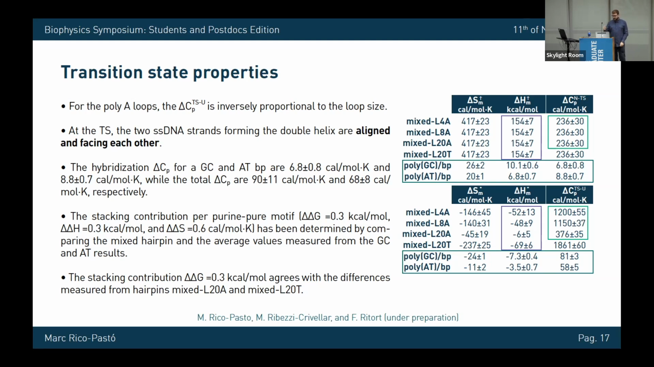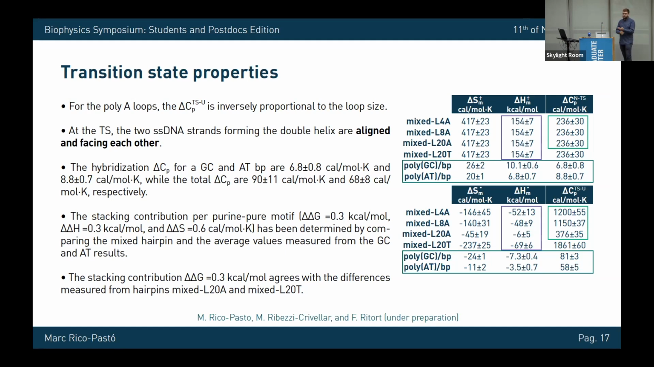In contrast, the heat capacity change between the native and the transition state is much smaller than the heat capacity change between the transition state and the unfolded state. This is indicative that most of the configurational changes take place between the unfolded and the transition state. Based on this evidence, we suggest that at the transition state, the two single-stranded strands are aligned and facing each other to facilitate the collapse and the formation of the double helix.